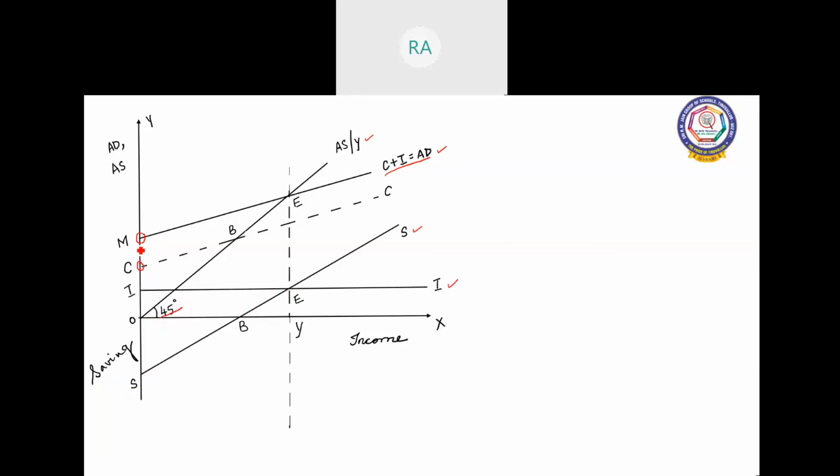Investment is treated as autonomous investment. This investment is not related to income. It is a horizontal straight line parallel to the x-axis. The economy is in equilibrium at point E, where the AD curve intersects the 45-degree line, and the equilibrium national income is represented by OY. At the point where S is equal to I, that is at point E, the economy is in equilibrium as S is equal to I. And on the top, the economy is in equilibrium as AD is equal to AS.